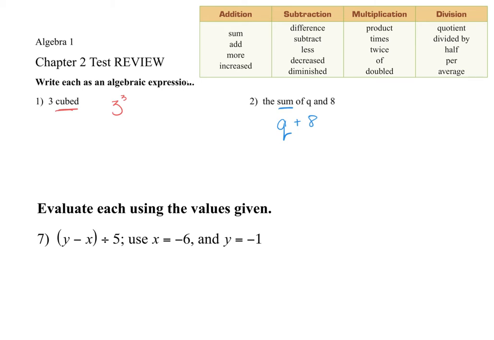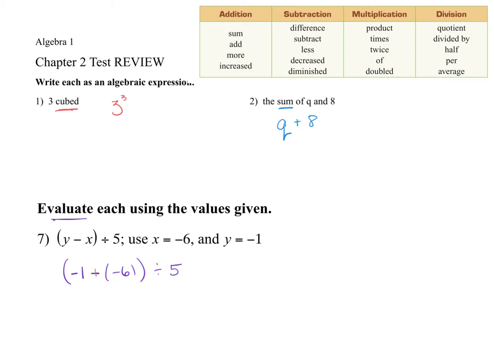The next section says the word evaluate. Evaluate just means plug it in and do order of operations. So whatever it tells you those variables are, plug those in and then do order of operations. So we have y. It said that y is -1. Minus x. It said x is -6. Divided by 5. So we would do our parentheses first.